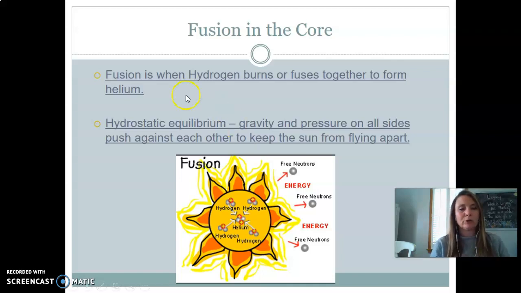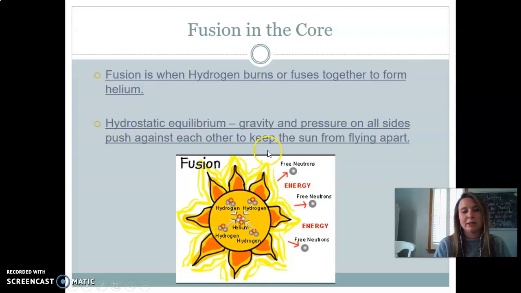And so with that, we also have a term called hydrostatic equilibrium, which just means that it's staying static. It's staying the same. So remember, we've talked about equilibrium before, and this is now happening in stars. And it just says gravity and pressure on all sides push against each other, keeping the sun from flying apart, meaning that in the core of a star, it's almost like huge nuclear explosions going off. So it's one thing to push outward and outward and outward, but gravity is pushing inwards from the outside because it's spinning as well. So remember, we talked about that accretion part of the nebula theory.